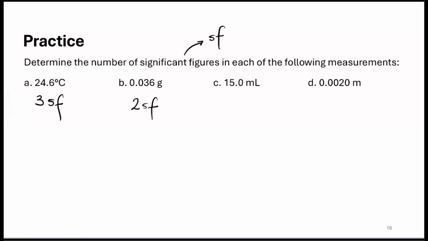Next, we have the measurement 15.0 milliliters. When it comes to this measurement for volume, what we have is a trailing zero that is present after a decimal point and after a non-zero digit. So that means that in this measurement, we have 3 significant figures.